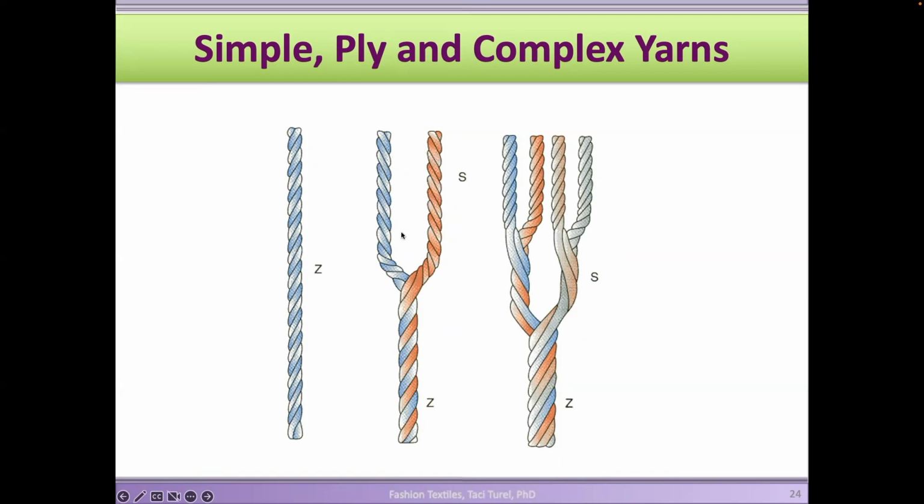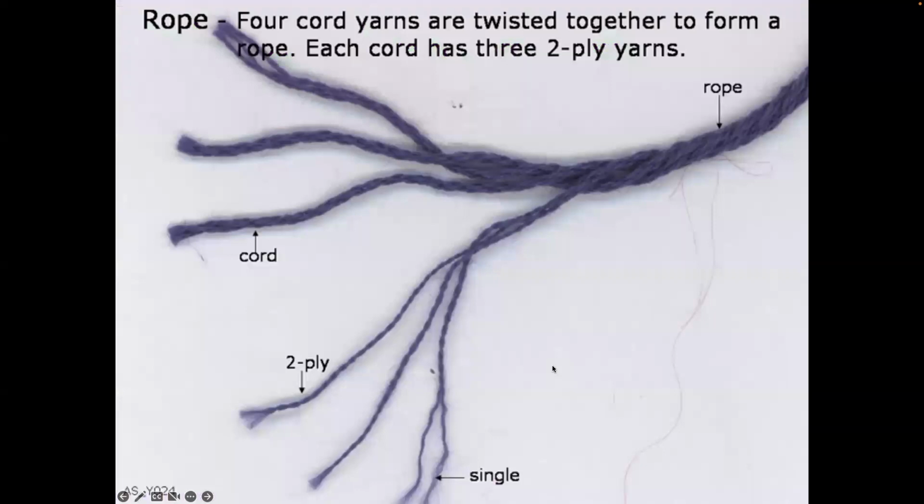But when you combine them together, we create a Z twist to combine those two ply yarns and make a cord yarn. Here, this is Z twist, Z twist, Z twist, Z twist. You are creating an S twist here, combining those ply yarns and making cords. And then you take these cord yarns and twist them with a Z twist, making a rope. Okay, so this is a rope right here.